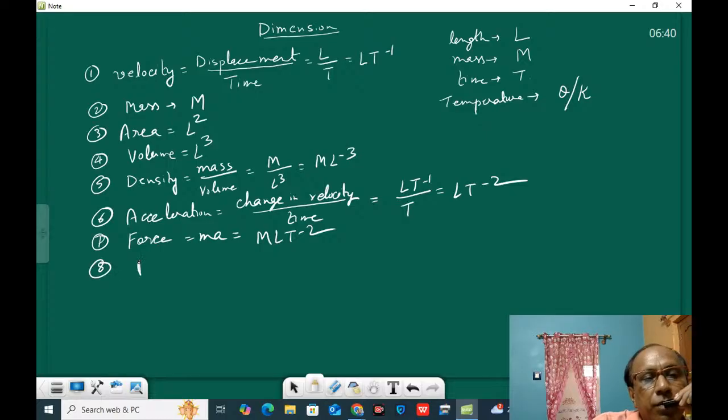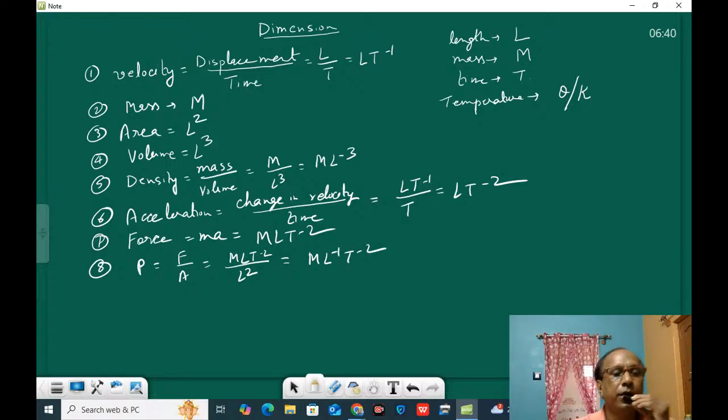If we have to know the formula, pressure equals force by area. Force is M L T to the power minus 2, and area is L squared. Therefore, we get M L to the power minus 1 T to the power minus 2. This is the dimension of pressure. The dimension of pressure is M L to the power minus 1 T to the power minus 2.